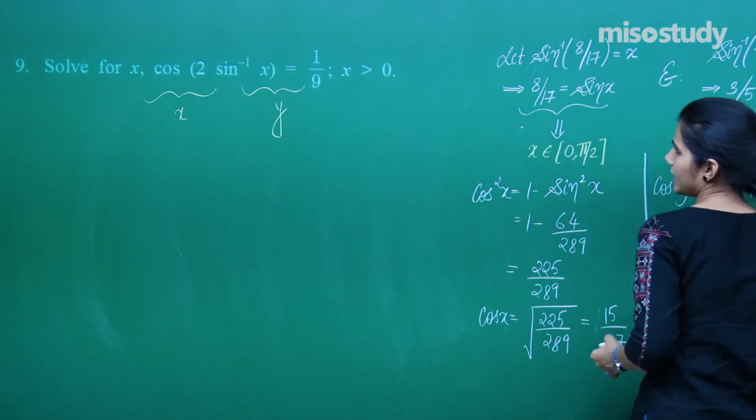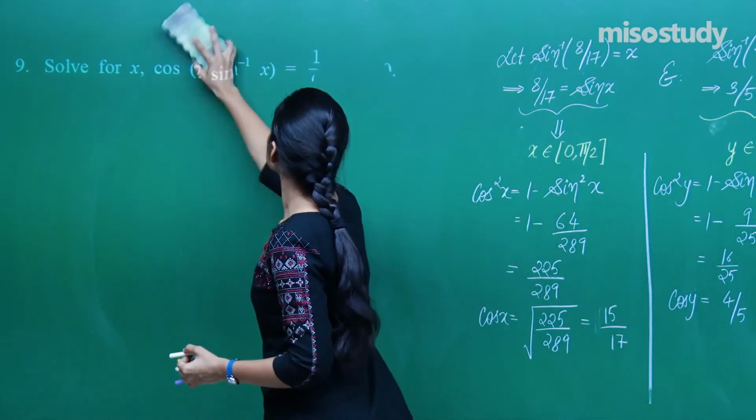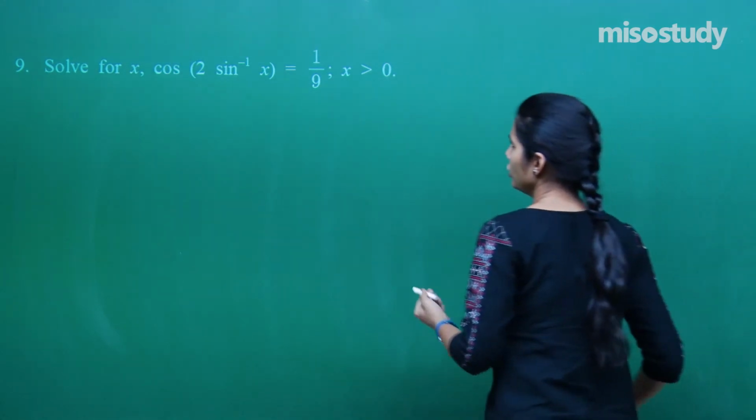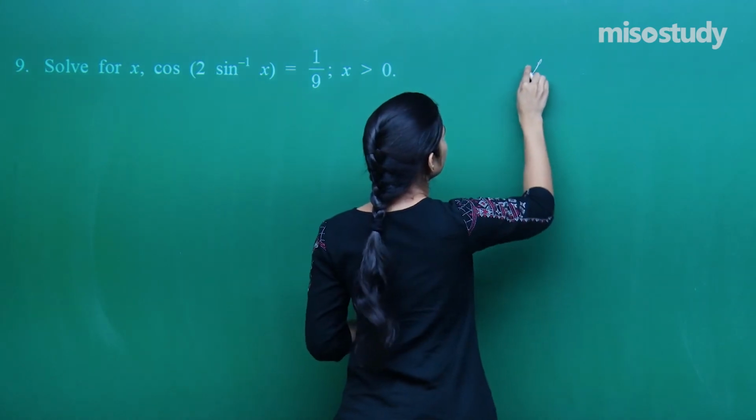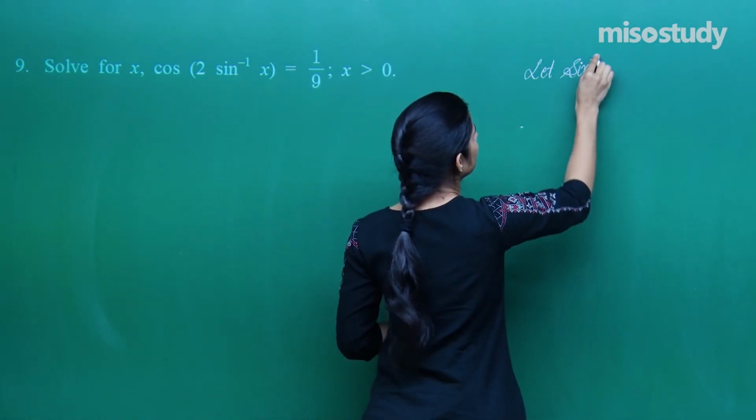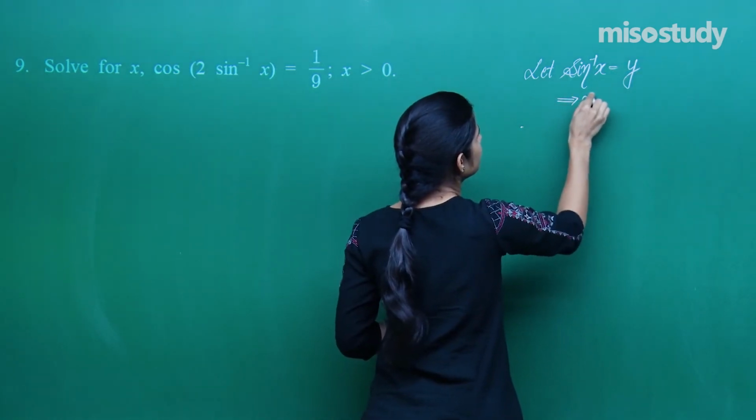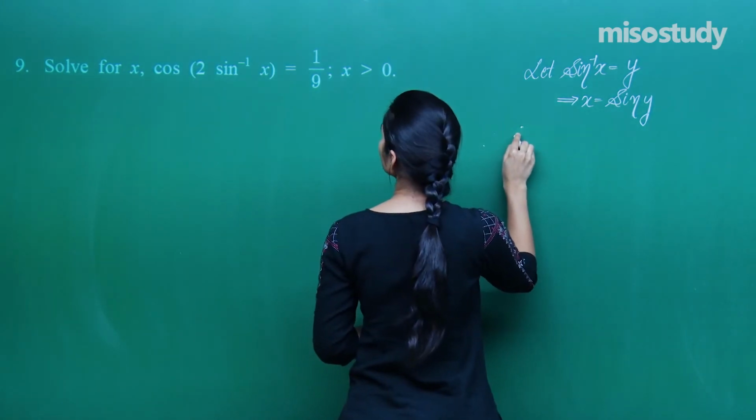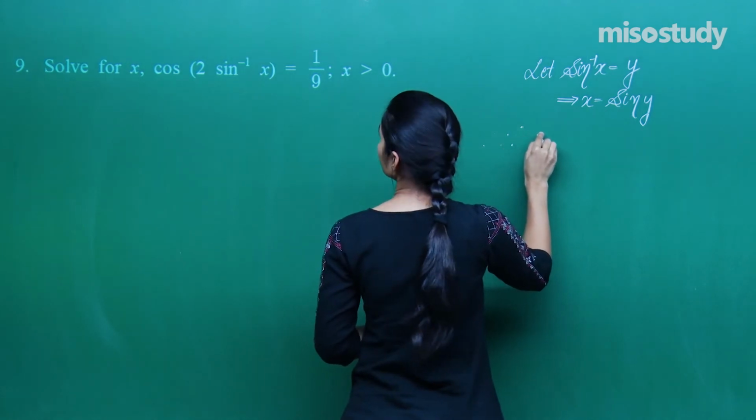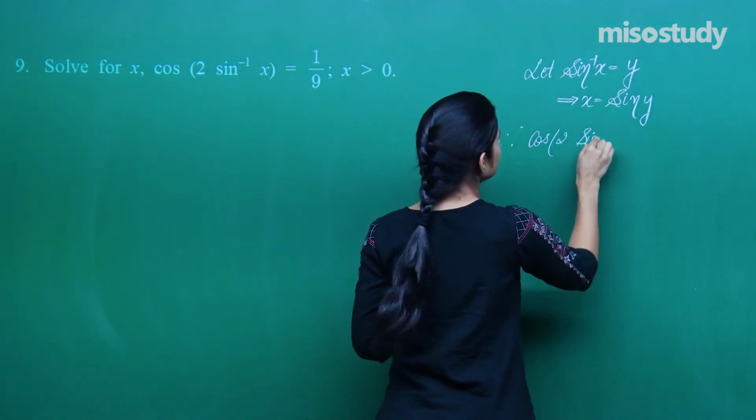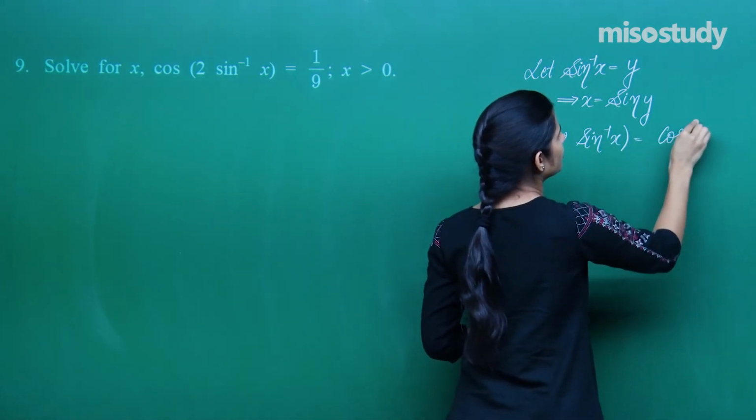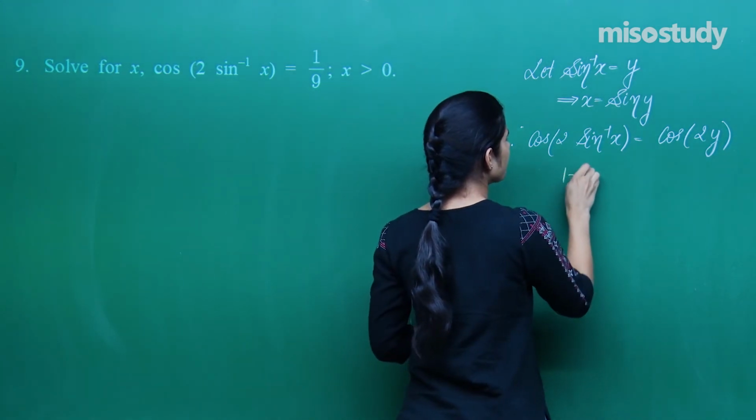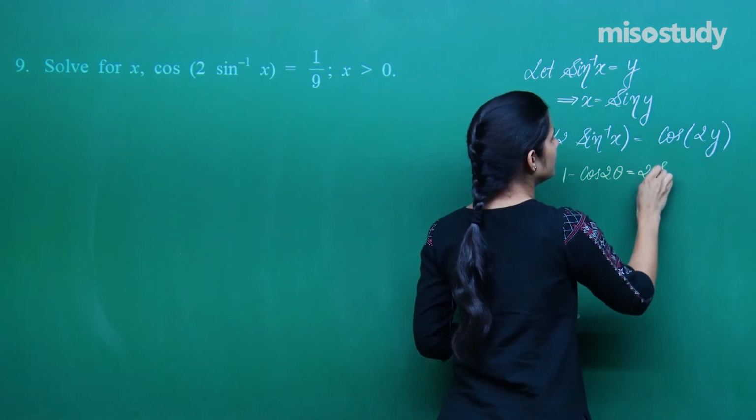Solve for x. Cos of 2 sin inverse x equals 1 by 9, and x is given specifically to be positive. Okay. So here what I am going to do is I am going to let sin inverse x be equal to y, which implies x is sin y. Clear? Let's just assume this. Therefore cos of 2 sin inverse x is equal to cos of 2y.